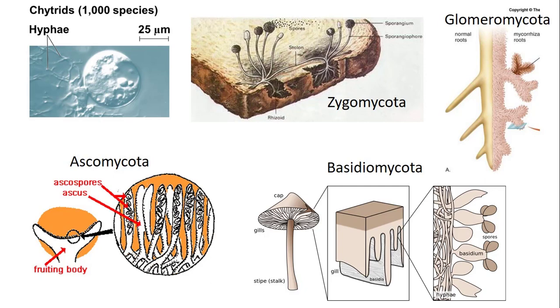Their hyphae are septate, as well as the hyphae of Basidiomycota, which are also septate. Their spore-producing structures, their sporangia, are club-shaped, and they're called basidia, and these basidia are going to produce basidiospores.